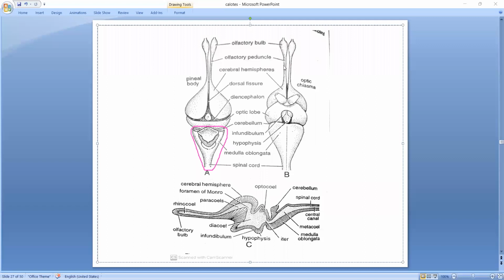Okay, olfactory peduncles are very narrow and very long when compared with other vertebrates. Also, these cerebral hemispheres are very clear, and their anterior parts are very stout and ovoid. And here the olfactory lobes are like nodules.